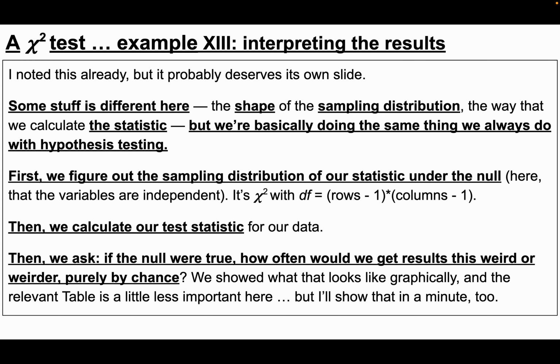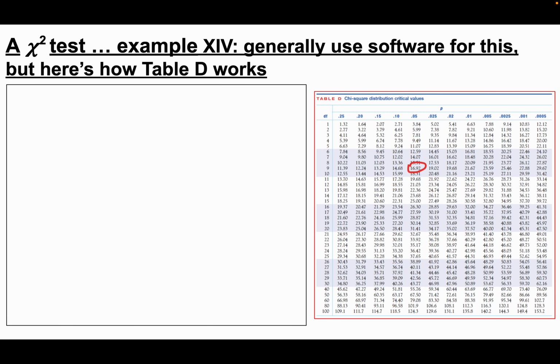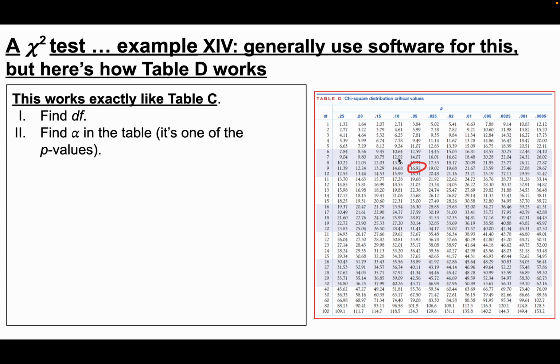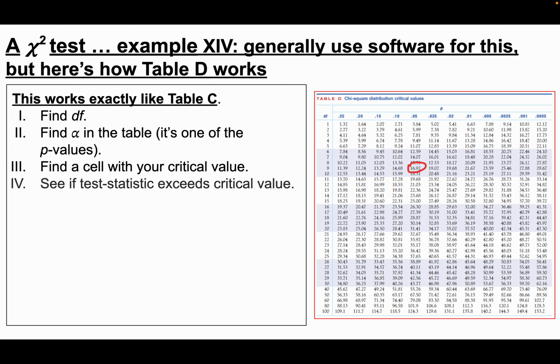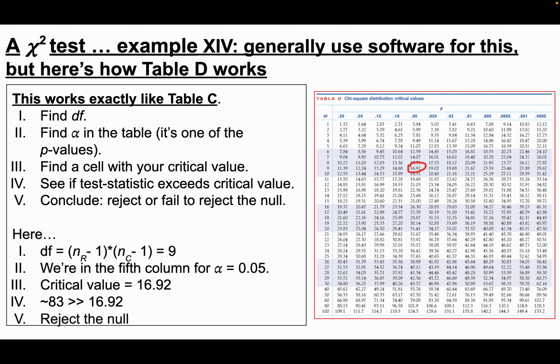It's not as important because it's harder to work purely by hand for a chi-square test, but I'll show that in a minute too. So here's that table. Note that it works exactly like table C. So we find the degrees of freedom, that's 9 here. Then we find alpha in the table, it's one of the p-values here, 0.05. We find the cell with the critical value, that's 16.92 as I mentioned before. We see if our test statistic exceeds that critical value. It does by a long shot. It's not even in the table. So we conclude that we reject the null of independence.